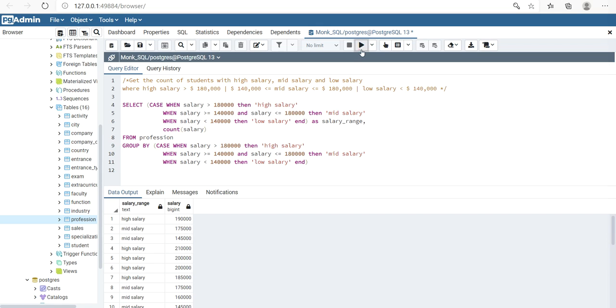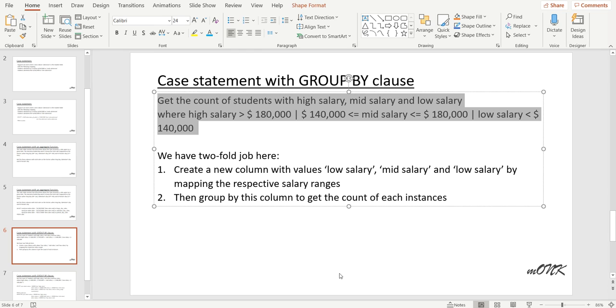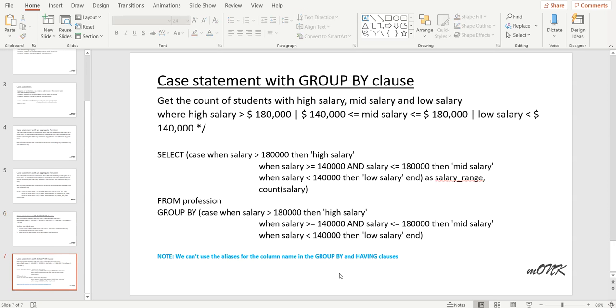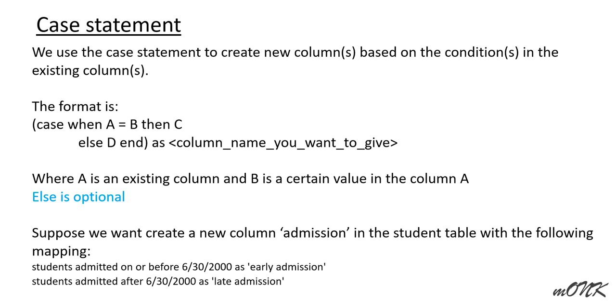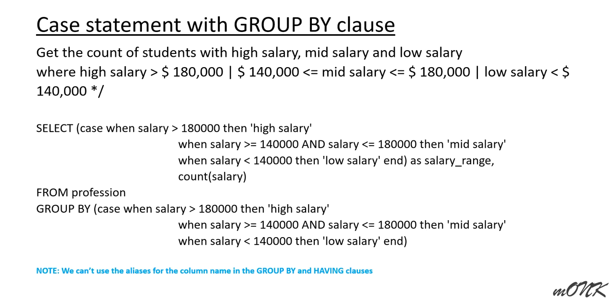Okay, let's see. There are 10 students with high salary, 4 with low salary, and 14 with mid salary. So I hope it makes sense. And let's see what we have covered in this lecture: case statement with the group by clause.